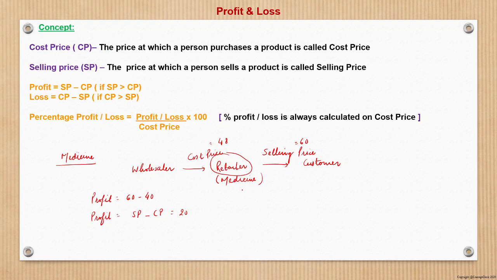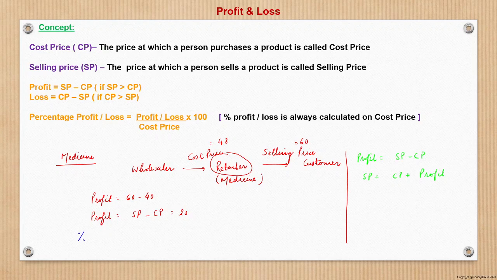Now a few more things we will see here. We have written that profit is equal to SP minus CP, right? So we can write SP is equal to CP plus profit. Now another thing, profit, this is the absolute term. In absolute rupee terms, this is 20 rupees of profit.